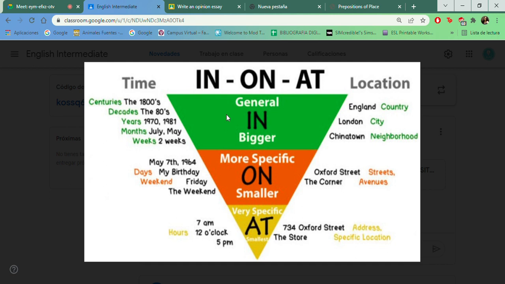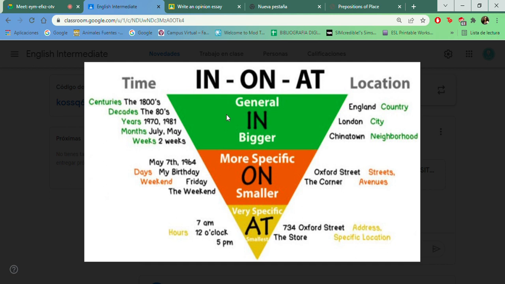Yes, this is my weak side. It's better for me if it is like this, easier. I'm glad, because remember, in is more general, on is a little bit more specific, and then very specific will be at.